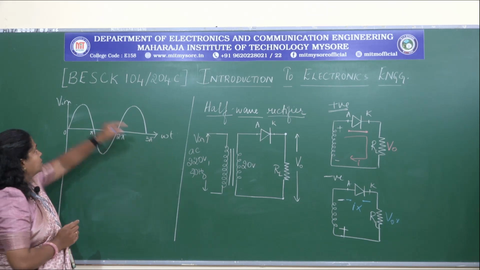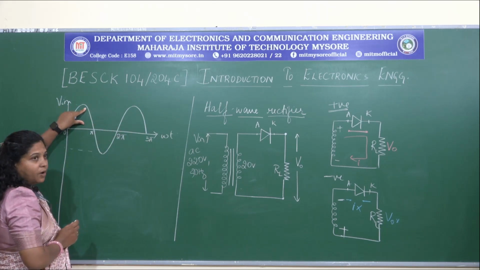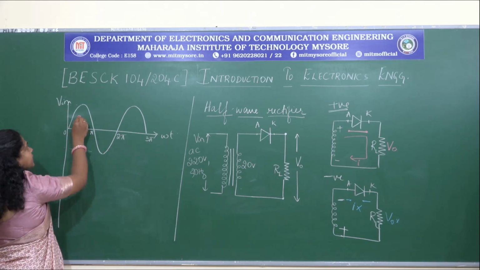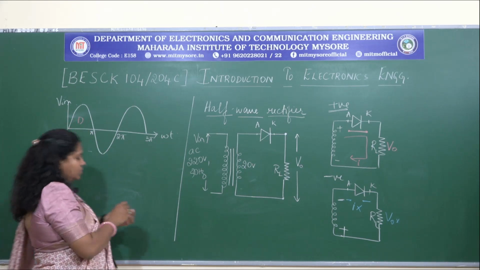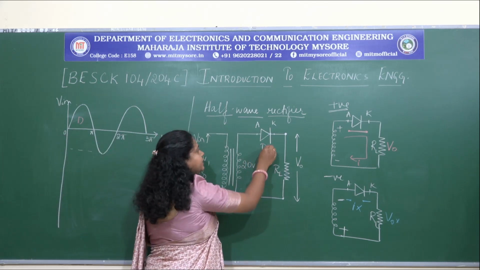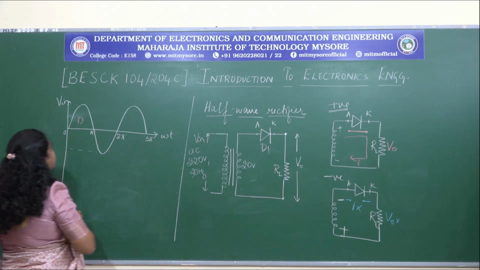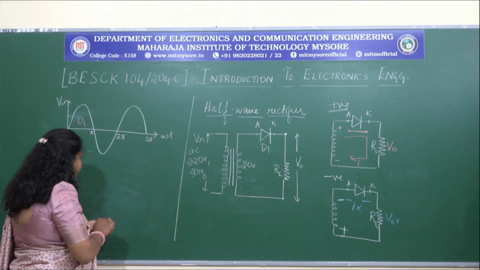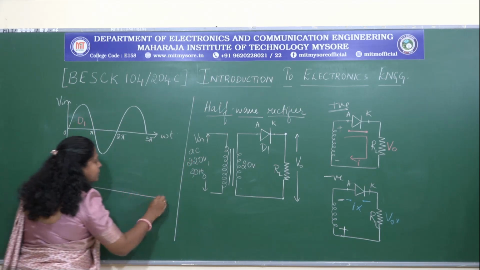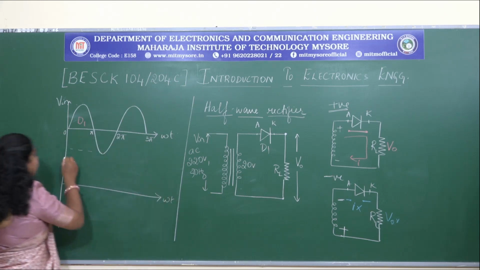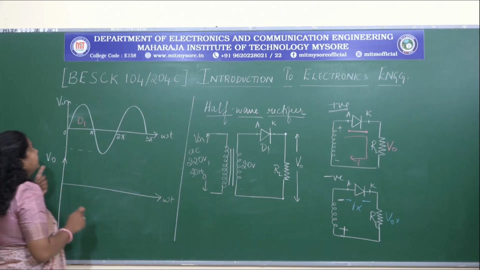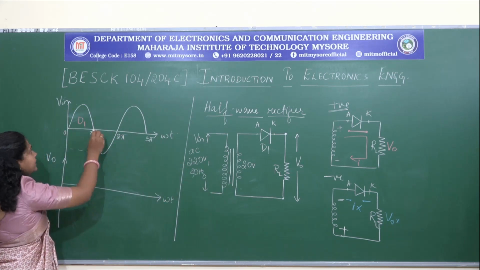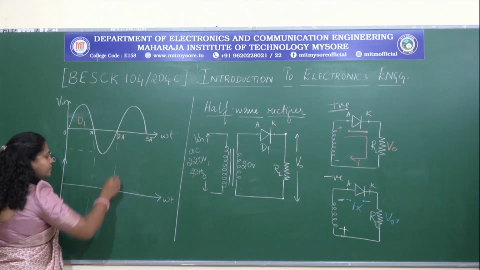Now due to the switching action, what happens during the positive half cycle? Because of the conduction of the diode, let us call it D1, we are going to get an output in the positive half cycle. Let us say this is the waveform for the output voltage V0. Okay. So during D1 what happens?